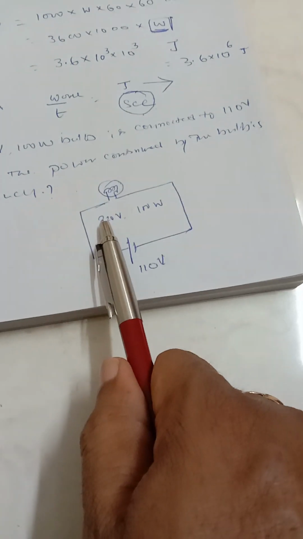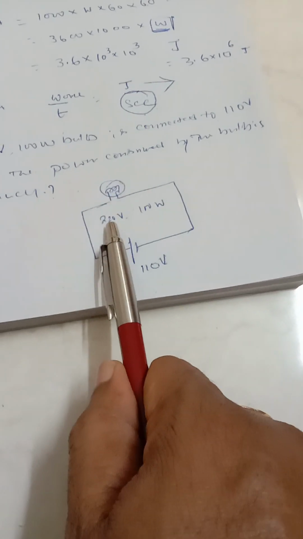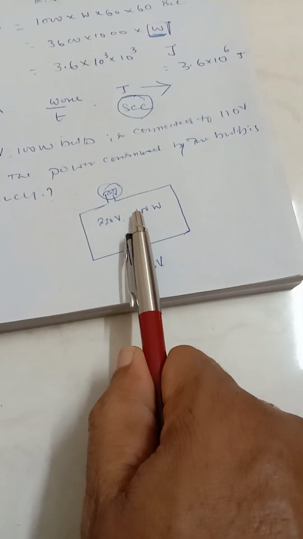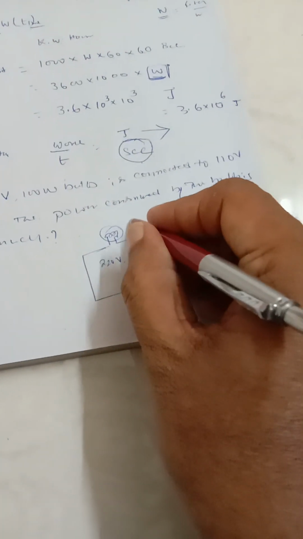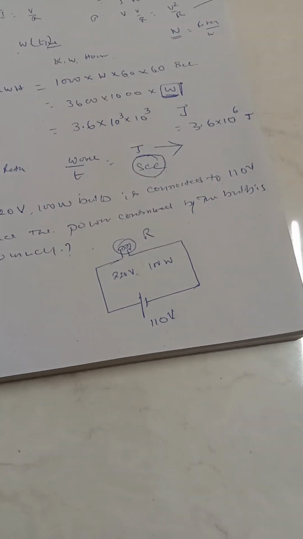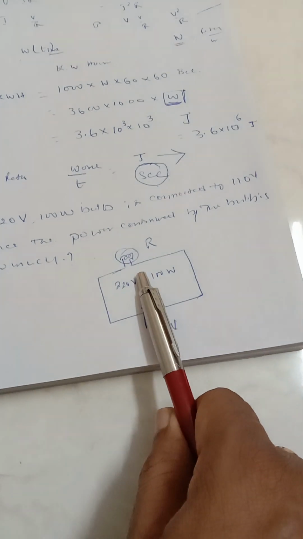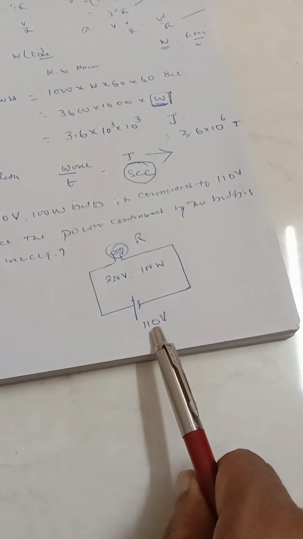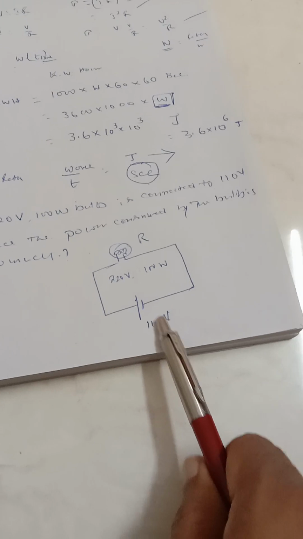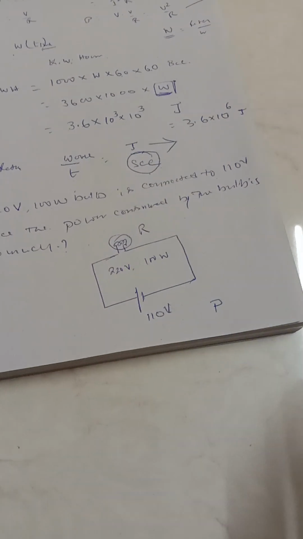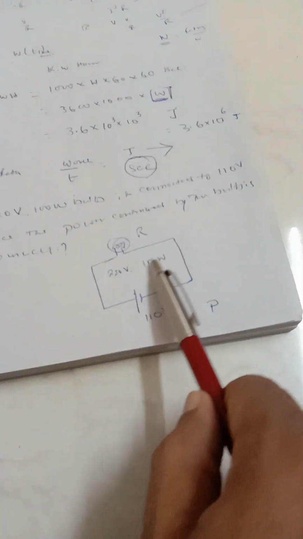First, they have given the power rating of the bulb, and they have given the voltage also. From this we can use the formula P is equal to V square by R and find out the resistance of the bulb. After finding the resistance, we again use this V and this R to find out P. So the first step is to use this P and V to find the resistance of the bulb.